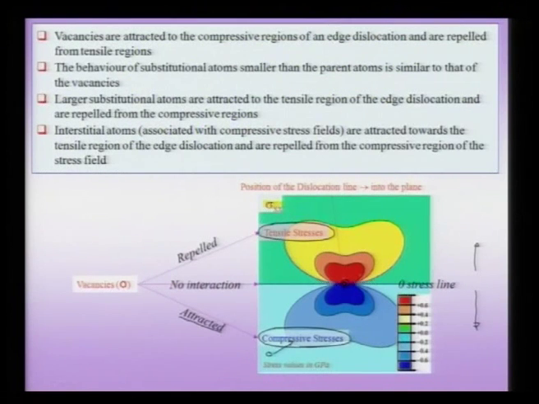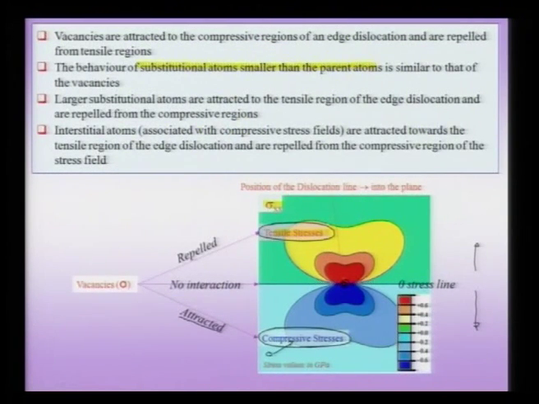The behavior of smaller substitutional atoms is also similar to that. Now we are talking about substitutional atoms smaller than the parent atoms, whose behavior is similar to that of vacancies. Larger substitutional atoms will be associated with a compressive stress field, and actually they will be attracted towards the tensile region of the dislocation.